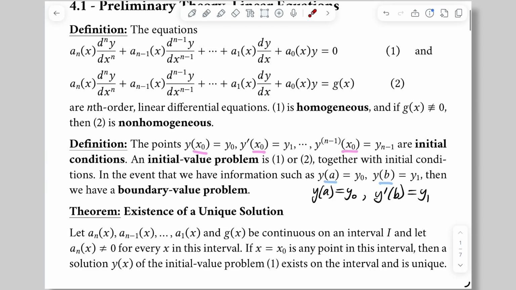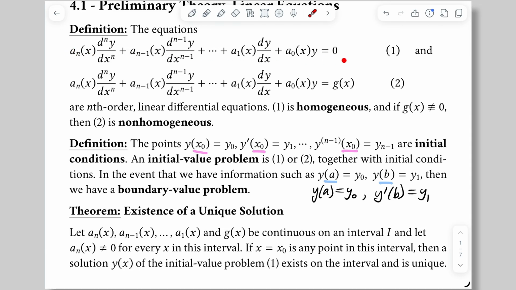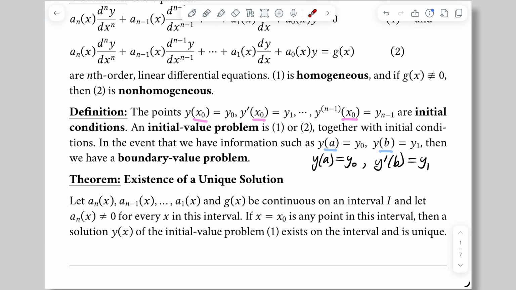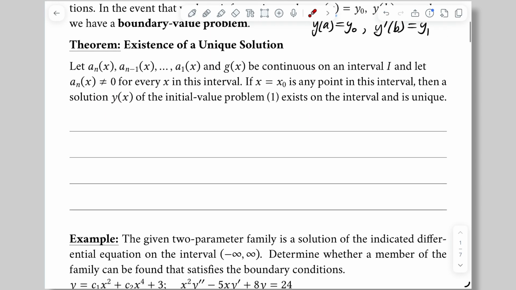Let me try that again. A differential equation, homogeneous or non-homogeneous, where all the coefficient functions are continuous, in an interval where the first coefficient function is non-zero. An initial value problem with the input on the interval where everything was defined guarantees us that we have a solution and that the solution is unique. All right, I'm not going to say that again.